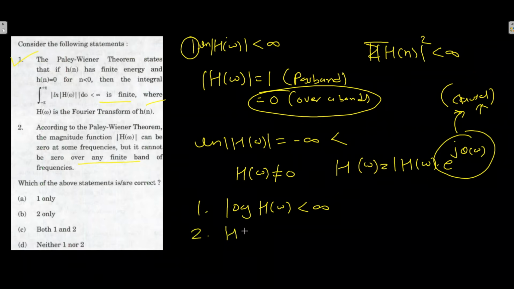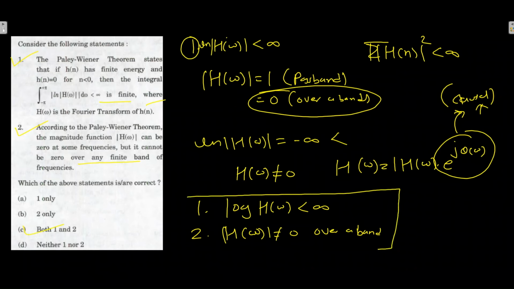And second, H of omega should not be 0 over a band. For some frequencies it is fine, but over a band it cannot be 0. So the second statement is also correct. The answer for this question will be C, both 1 and 2. The main thing is that you will always use these two statements whenever filter design is there. The answer is C.